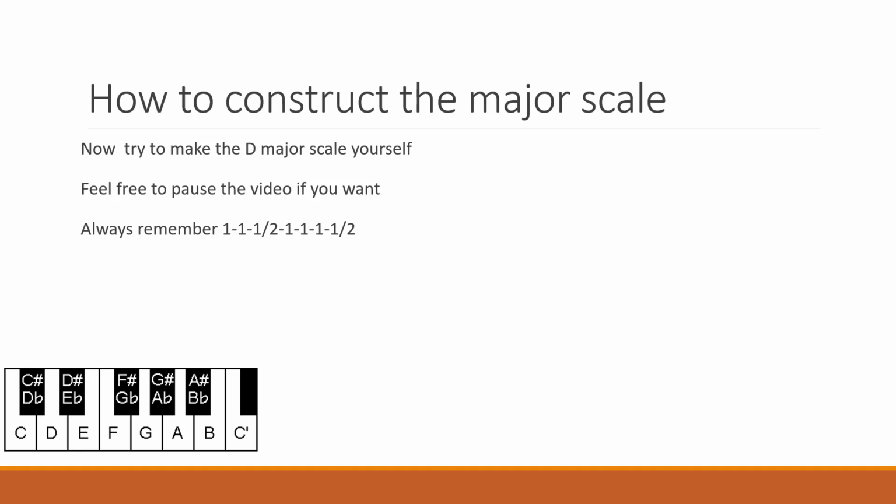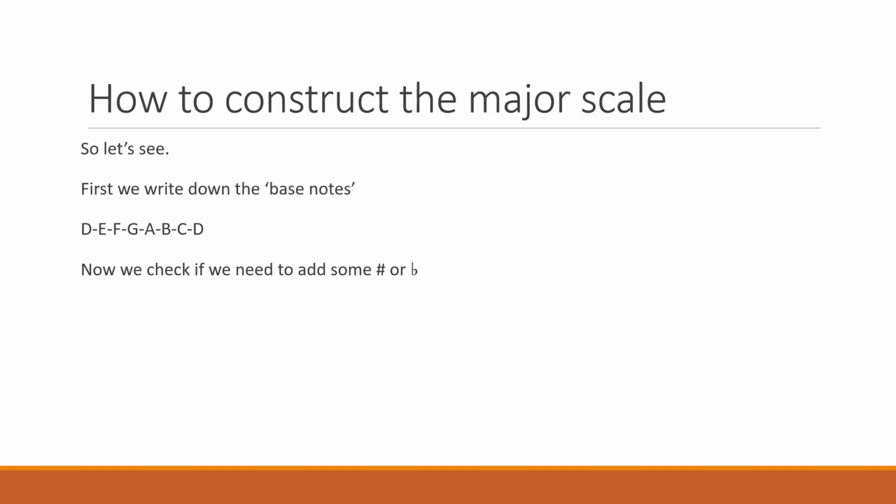Let's see. We have D, E, F, G, A, B, and C, and now we're going to check with flats or sharps. From D to E must be a whole step. D, D sharp, E, yes, that's a whole step. Then a whole step from E would not be F, because that's a half step. So what note would we make that? It must be an F sharp, because from E to F sharp is a whole step. And from F sharp to G must be a half step, which it is.